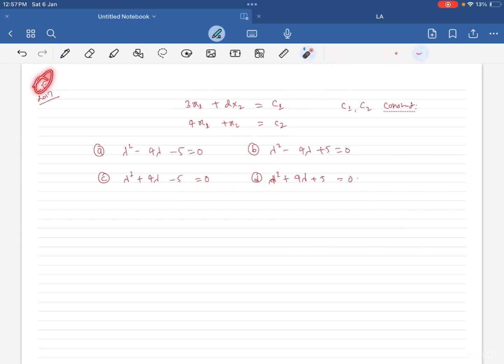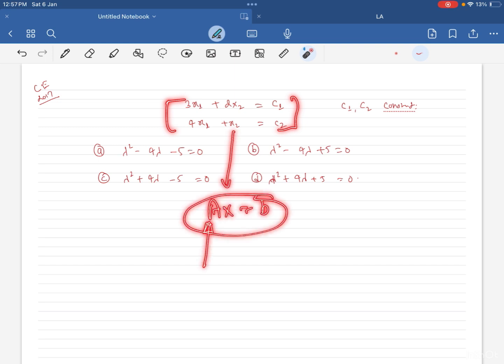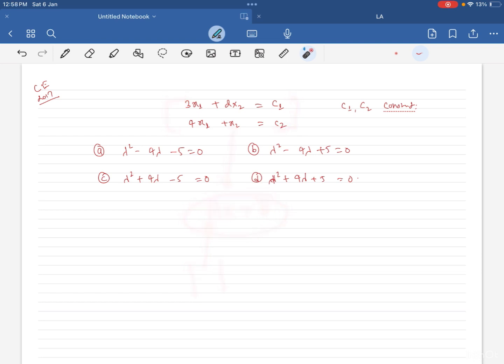So this question is again from Civil Engineering 2017, and we have been given a system of equations. We have been asked what the characteristic equation would be. So we have been given this linear equation. First of all, we will have to translate this equation into matrix form, that is Ax equals b, and from here we will have to find the characteristic equation by taking the determinant of A minus lambda I. And here C1 and C2 are constants.